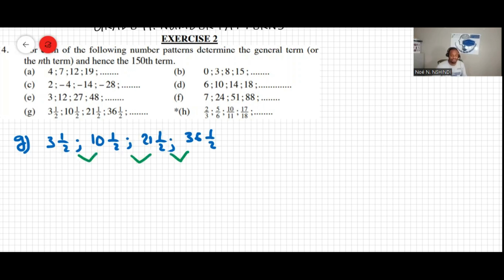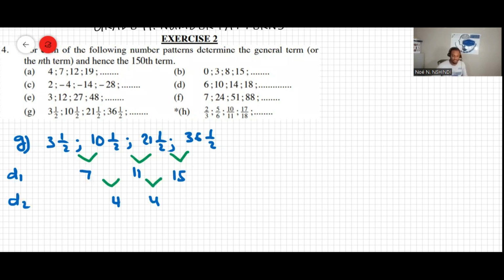We're going to find the first difference, D1. So 10.5 minus 3.5 is just equal to 7. 21.5 minus 10.5 is just 11, and 36.5 minus 21.5 is just equal to 15. Then the second difference will be 4 and 4, so it will be a constant pattern. This proves that the given pattern is a quadratic pattern.